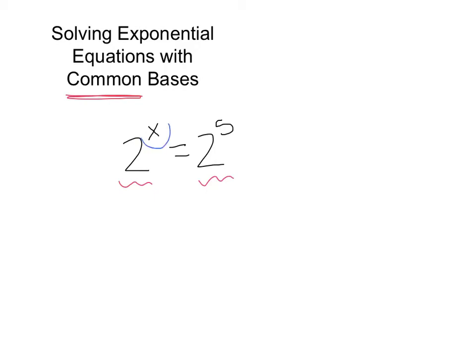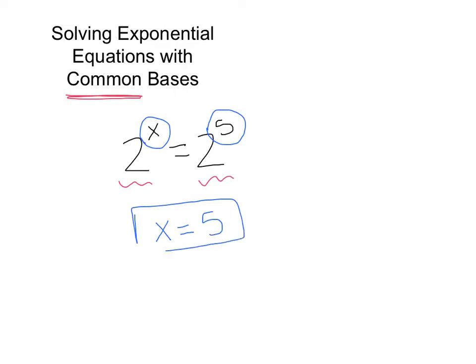Now let's think about what this says. 2 to some unknown number is 2 to the number 5. So, think it through again. 2 to some unknown number is the same as 2 to 5. So that missing number is 5. We can say that x equals 5.